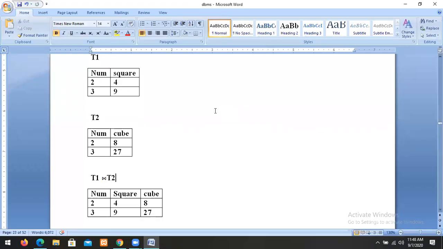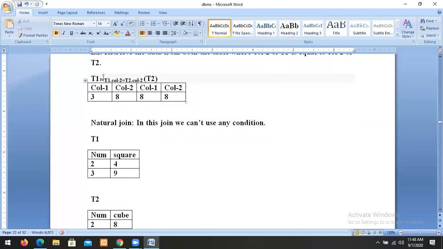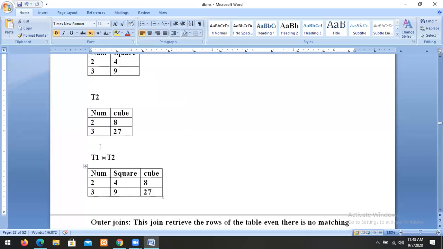So when the join condition has an equal operator, then the join is said to be an equijoin. This is the example. This join has the condition with an equal operator, so it is called an equijoin. This is a join without any condition. Here there is no condition. A join without any condition, we call a natural join. Like this we have three types of joins, inner joins.